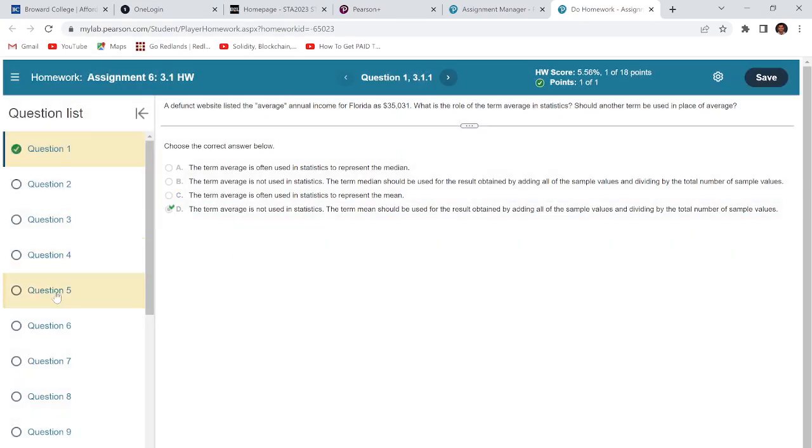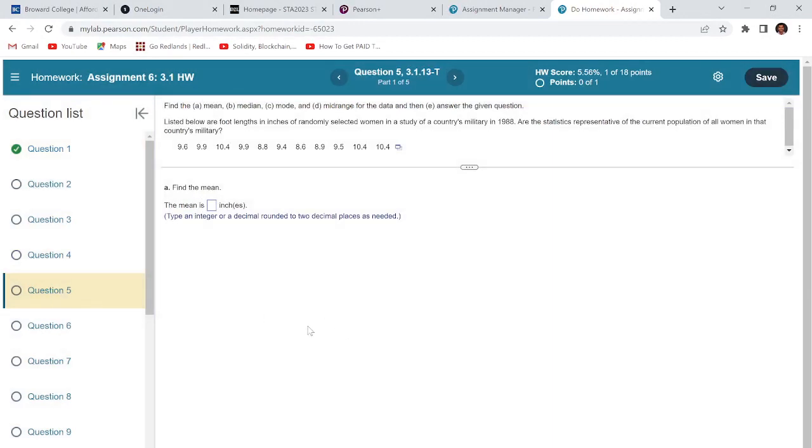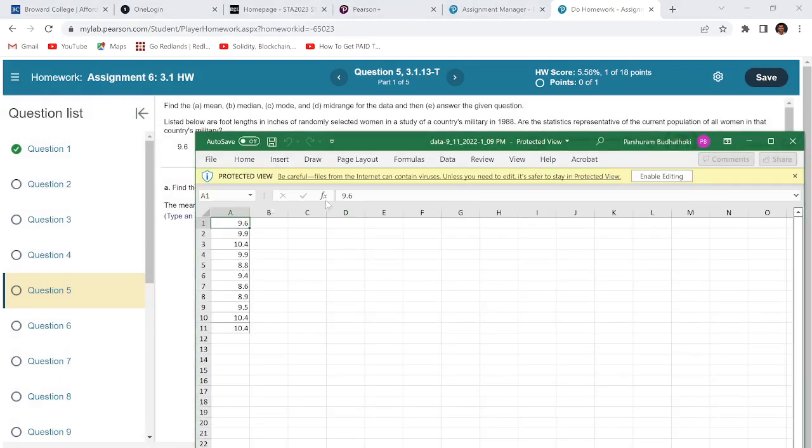Okay, let me choose another one. Let's say number 5. Find the mean, median, mode and mid-range for the data and then answer the given question. So these are the measures of center and the data is given here. If you click here, it will give you the option to copy this data to Excel, StatCrunch or Clipboard. That's up to your situation, and if you like to use one of them, you can. I'm going to use Excel, and when I click this, I do have this data.